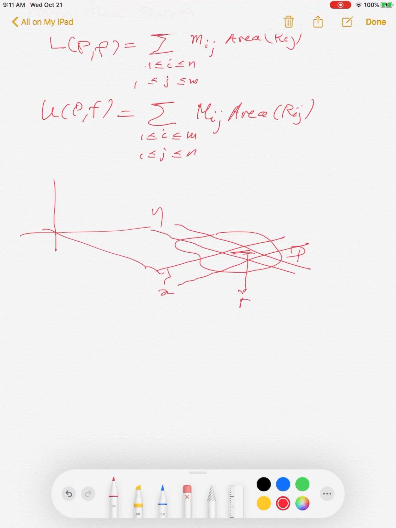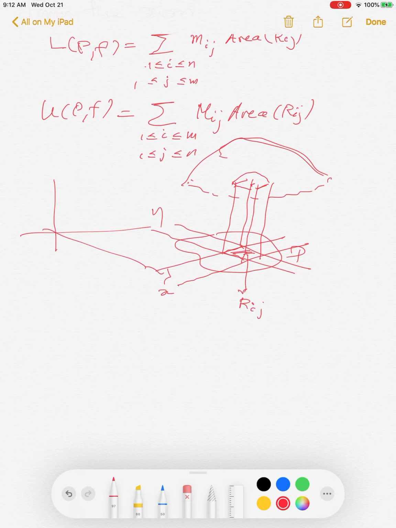So that's my Rij, and I have a function on the top. So it's like a surface over this, and so what you are counting is the volume of this solid with the cap on the top. So the lower sum will give you, pick the lowest value of the function in this region Rij multiplied by the area, that gives you the volume of the solid.